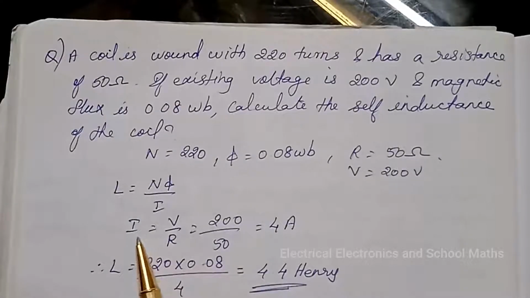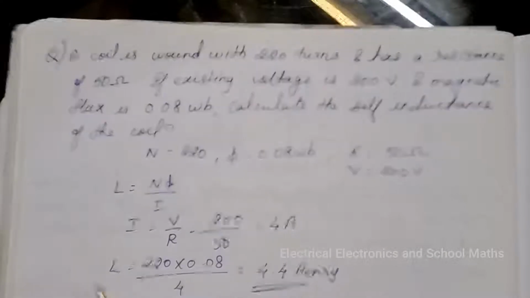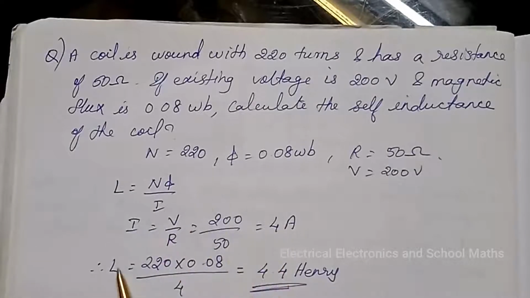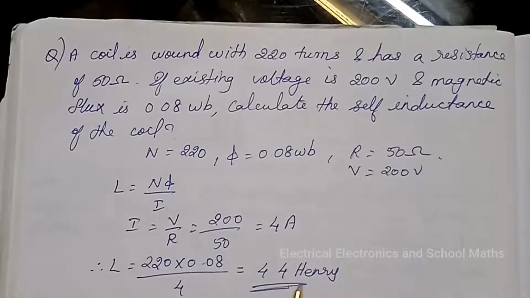First find the current. I is equal to V by R, and we get 4 ampere. Now substitute the values in the inductance equation. We get inductance as 4.4 Henry.